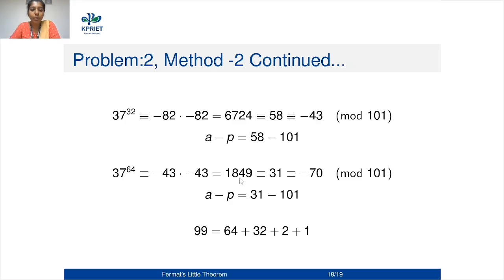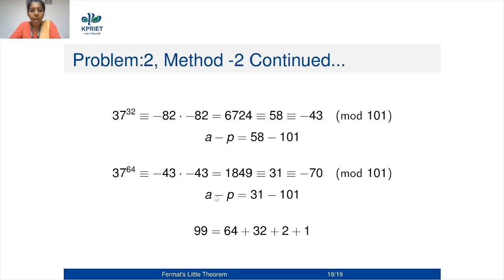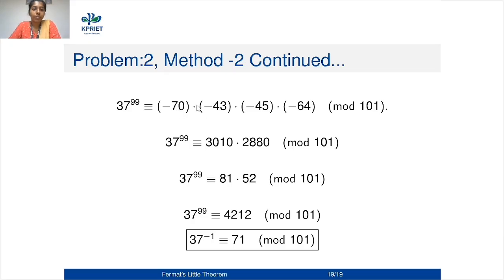Now I want to find the remainder using these four powers: 37 power 64, 37 power 32, 37 squared and 37. For 37 power 64 the remainder is minus 70, for power 32 the remainder is minus 43, for power 2 the remainder is minus 45, and for power 1 the remainder is minus 64. Now I want to take the product of all those four numbers and find the remainder.